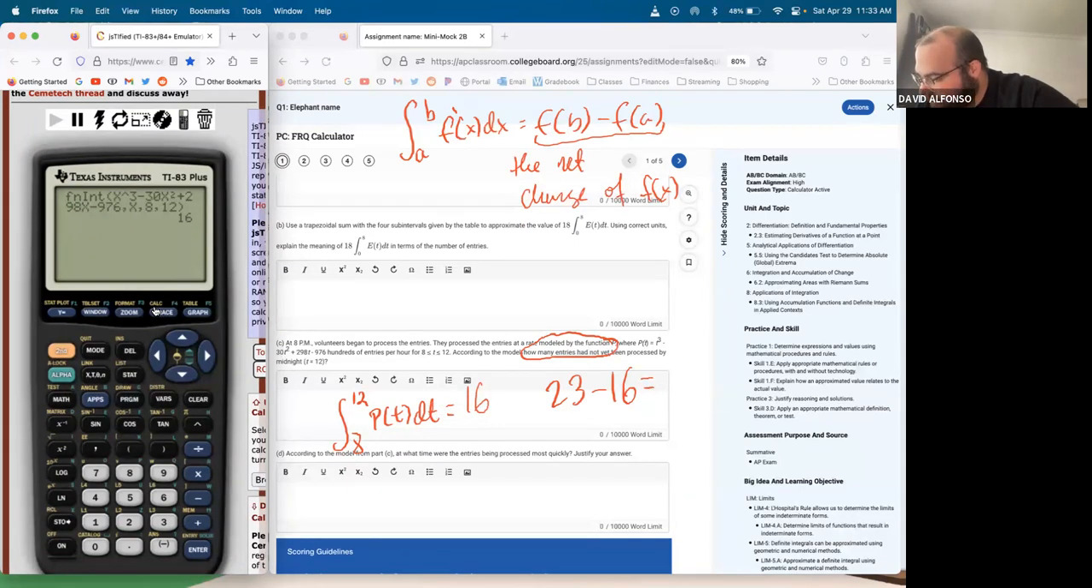That would be 7 tickets, not 700, because this is in hundreds, right? This is in hundreds. 700 tickets not yet processed.